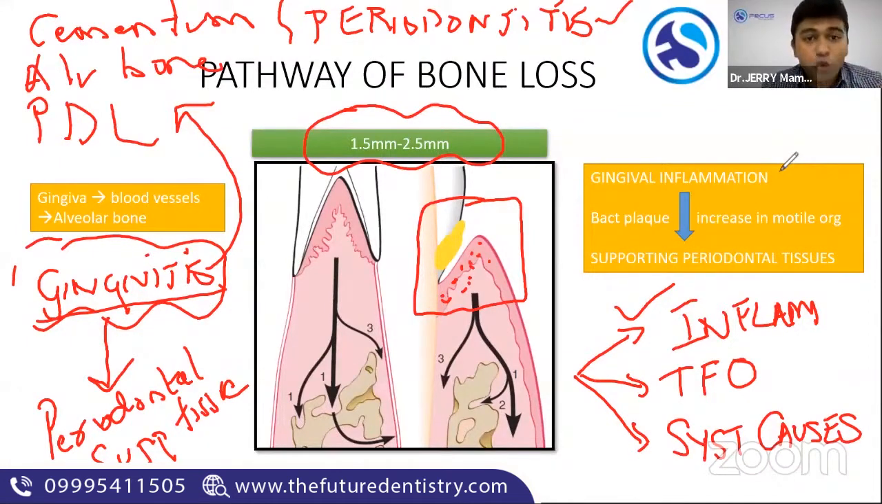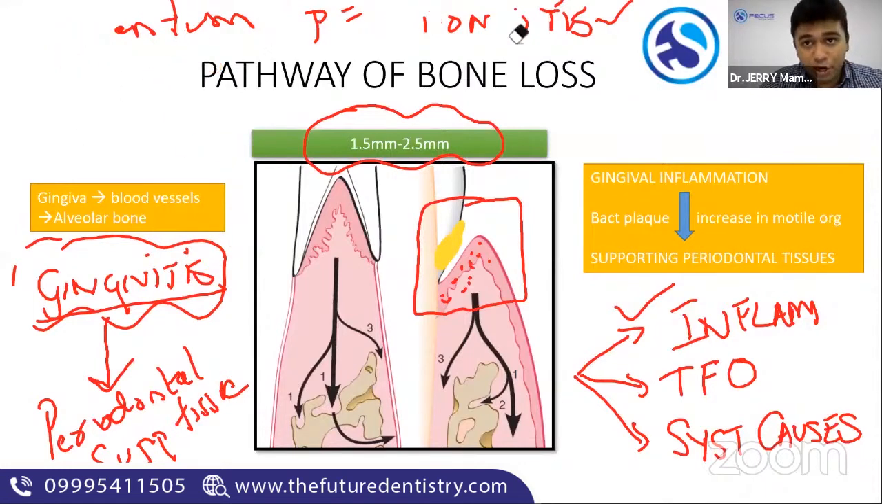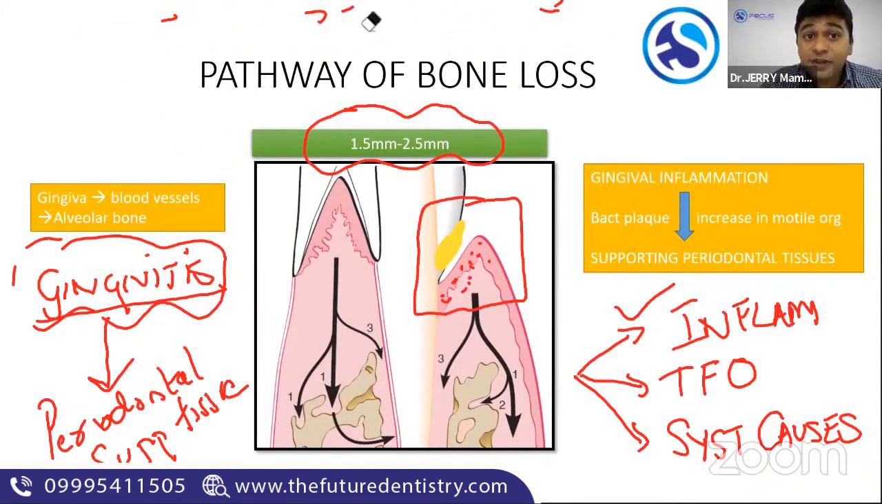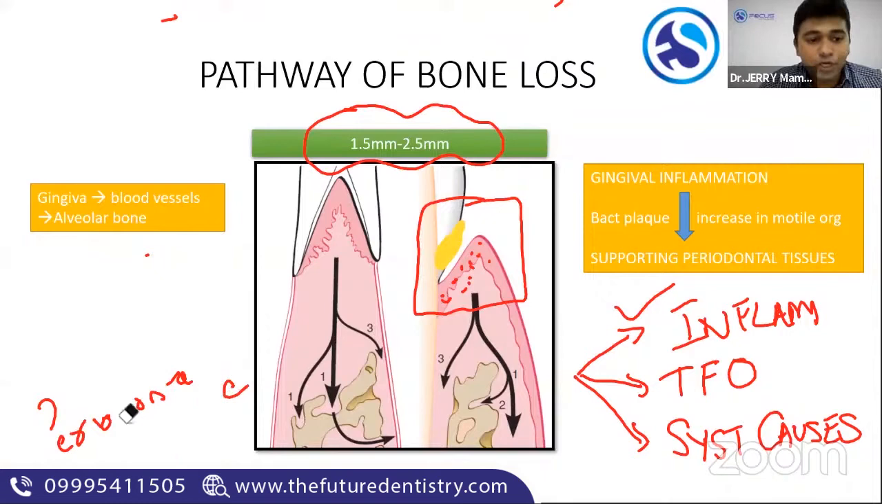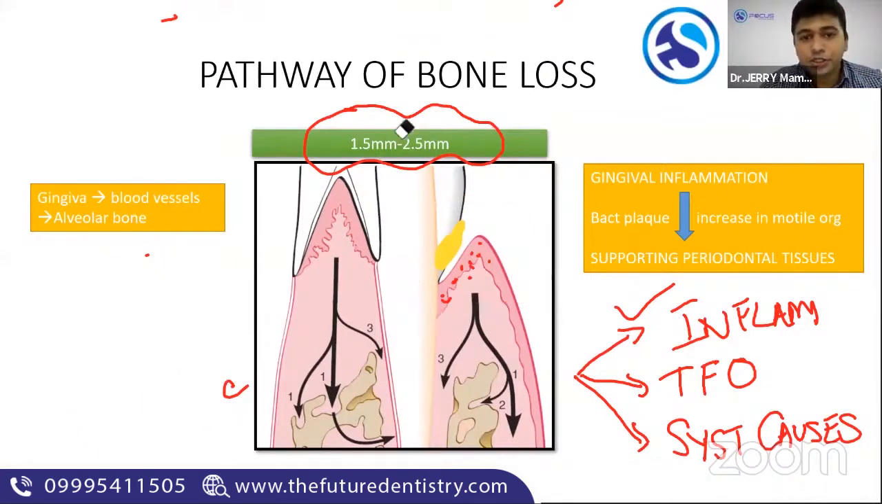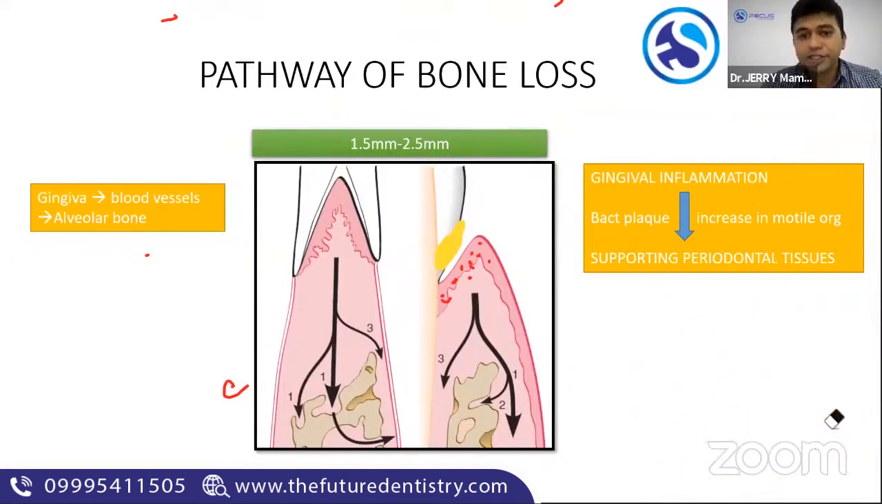So now we understood that gingivitis progresses to periodontitis, and that is how inflammation from the gingiva moves on to the supporting periodontal tissues. Now we will see how it moves into the supporting periodontal tissues. We understood there is inflammation here.